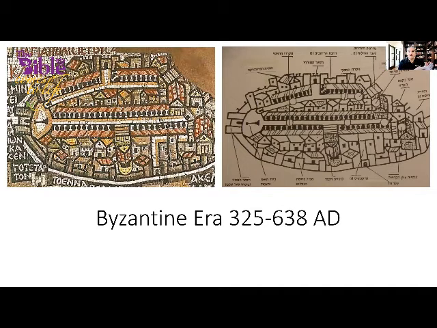A lot of the columns that you'll see today that are dated to the Byzantine period were not built by the Byzantines. They were taken from Temple Mount, and Temple Mount was used as a quarry to build many structures in Jerusalem, including the Church of the Holy Sepulchre, including the Cardo, including the Decumanus, including many others. Many structures in the city today are basically coming from Temple Mount.